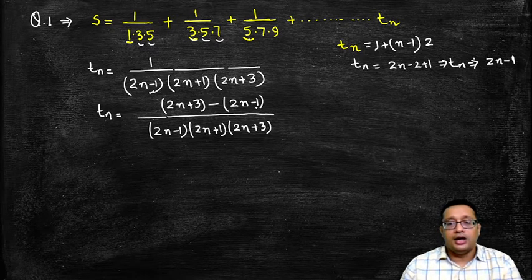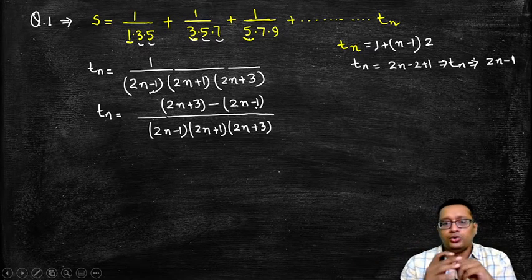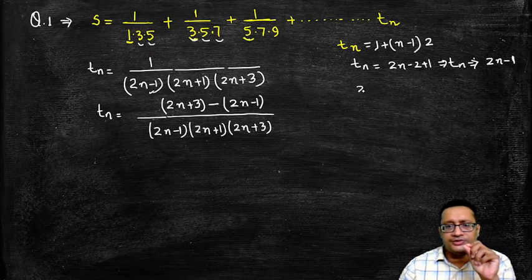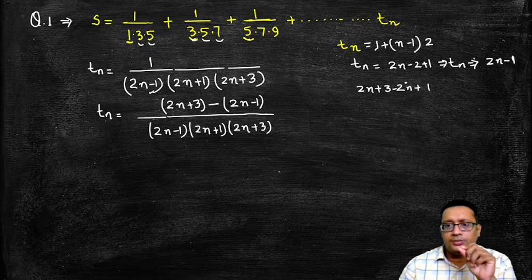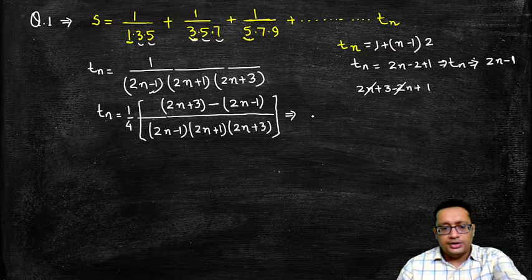Again I will say I am manipulating this to write in the difference form. Doing this, what I am getting in the numerator, you will see 2n plus 3 minus 2n plus 1. It means I am getting 4, so I will divide by 4. Now see, I am writing in the difference form.